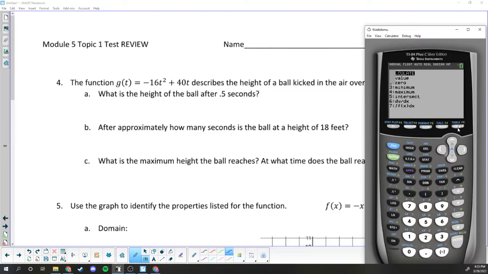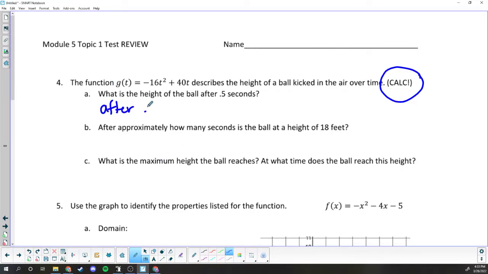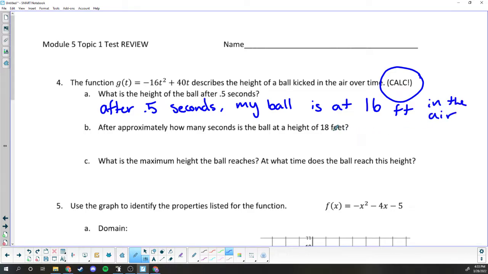If we have it graphed, like right here, we can go second trace into value and then type in any value of x you want. So because I want 0.5 seconds, I just hit 0.5. And guess what? It tells me how high the ball is flying. Y equals 16. So I know that after 0.5 seconds, my ball is at 16 feet in the air. Or y equals 16 feet would also be a great answer. I just said it right out.